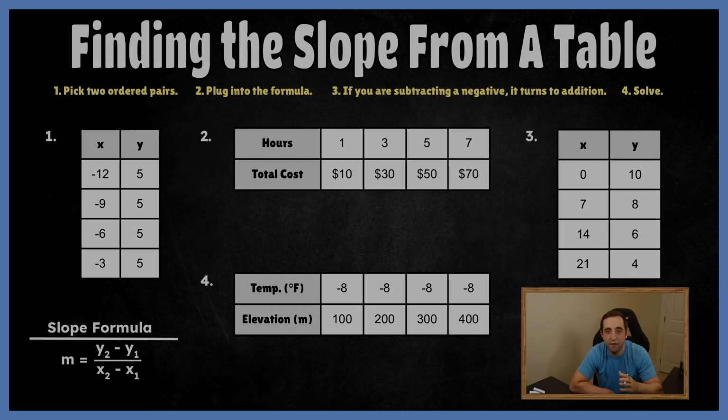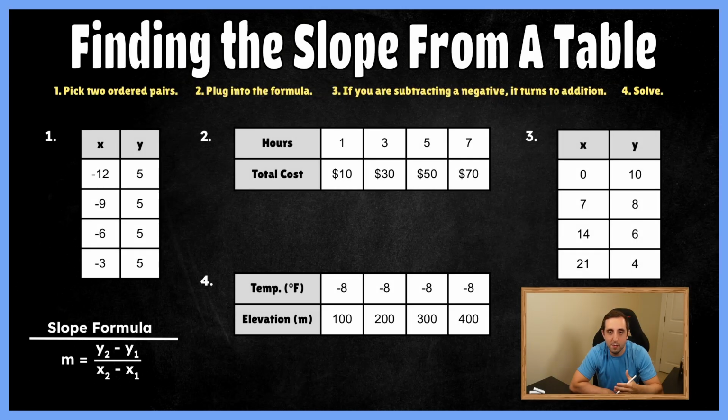Now, for finding the slope from a table, I'm going to show you two different methods. The first one we're going to look at is slope formula. And if you're not sure what slope formula is, I put that down in the bottom left-hand corner. It's m equals, or slope equals, in your numerator the vertical change, or y2 minus y1, all over your horizontal change, or x2 minus x1.